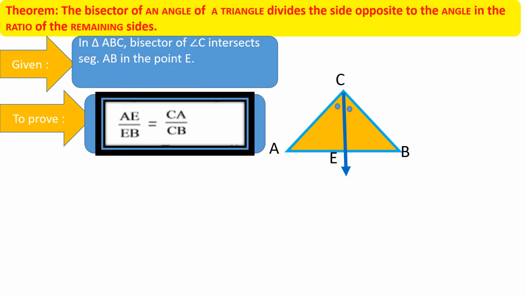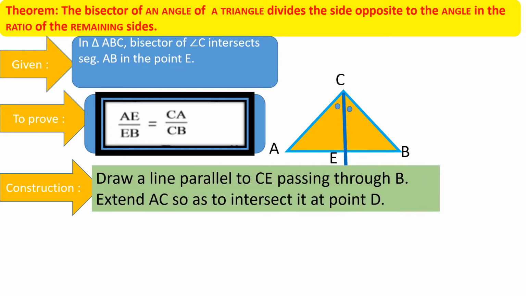So here, we'll do a construction. We'll draw a line passing through B, which will be parallel to CE. And since we need to use this in a triangle, I have to extend CA, segment AC, and let it intersect the line which we have drawn parallel to CE from B at point D. See why I have done this construction. Let us see our proof: AE upon EB equals CA upon CB. This is what we have to prove.